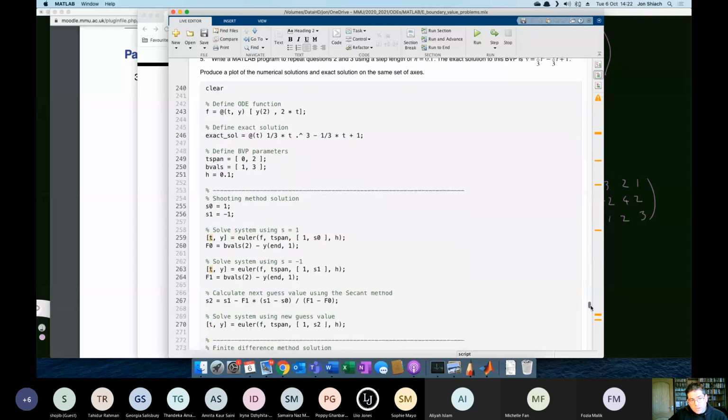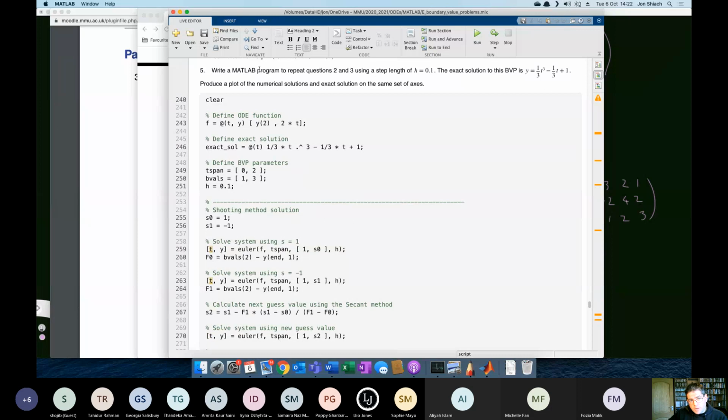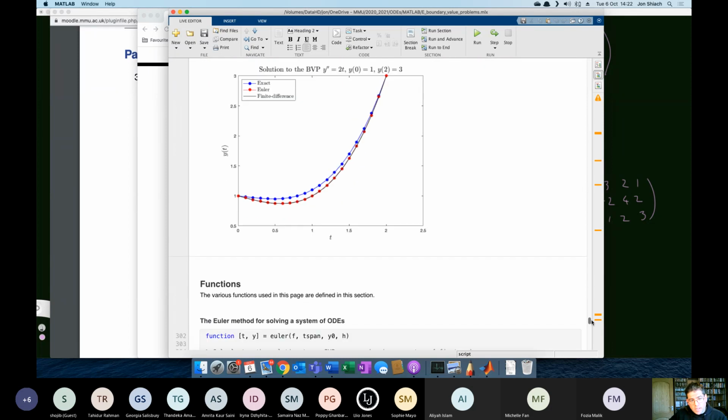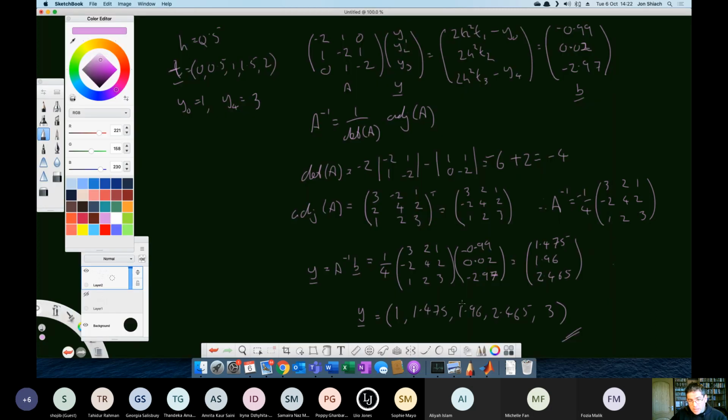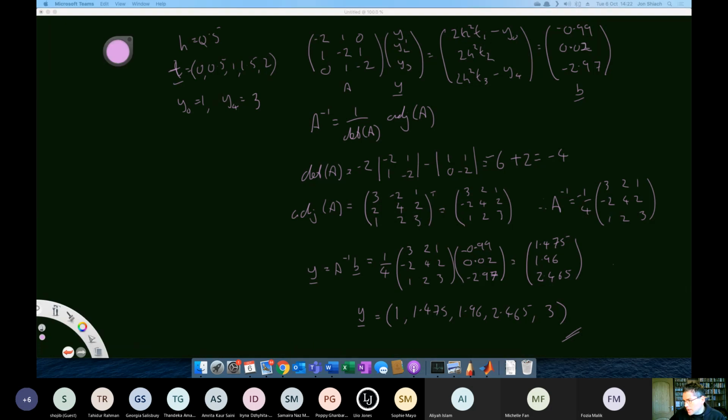It also says write a MATLAB program to calculate the solution using a shooting method and what we've just done using the finite difference method, and you can compare the two here. Okay, so that's kind of clearing up a little bit from last week. So that's the finite difference method for solving boundary value problems. You also got the shooting method. Are there any questions about the finite difference method?